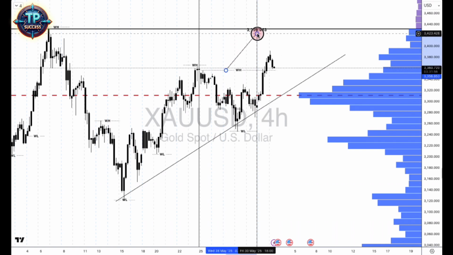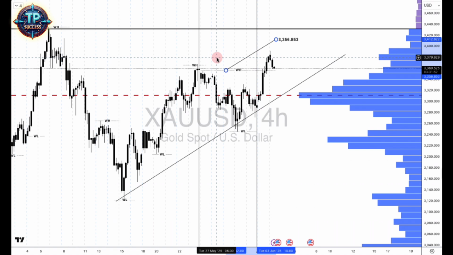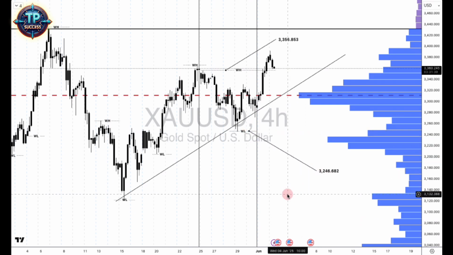the level of concern right now is the previous week's high, which has just been taken out yesterday, which is 3,356.85, right? And the low side is 3,246.68, right? So if either one of these levels is normally taken out, we follow along in that direction.